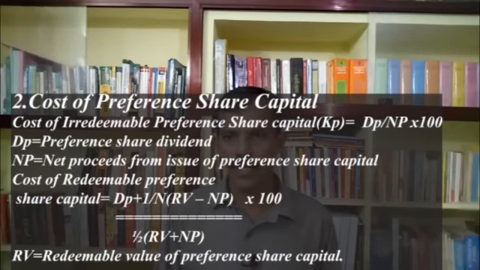into 100. I repeat, the cost of redeemable preference share capital is equal to preference dividend plus 1 divided by N, the duration of the preference share, into RV, the redeemable value of the preference share after the expiry of the duration, minus NP, the net proceeds at the time of issue of the preference share, divided by half into RV plus NP into 100. Then we illustrate it.